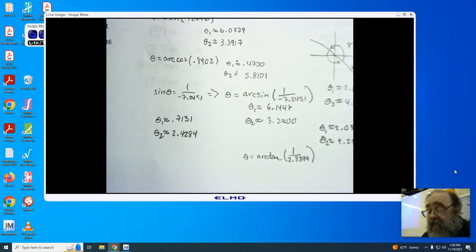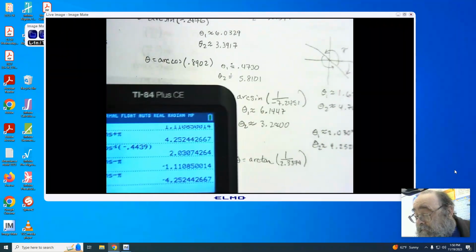We're going to get an answer in the first quadrant. We know our second answer is in the third quadrant. It is 180 degrees or pi away. So by simply getting this answer, I write down theta 1, I add pi, I get theta 2.